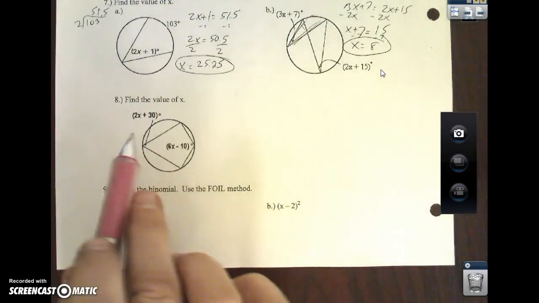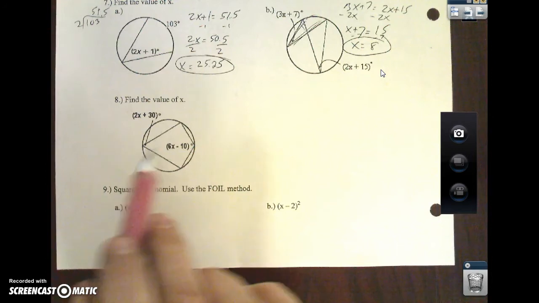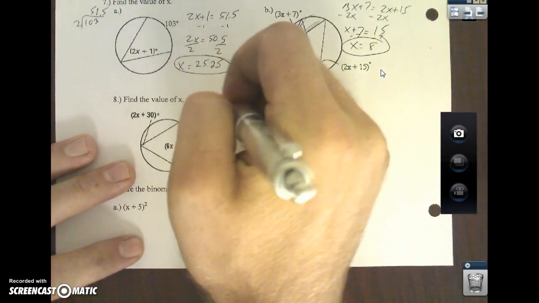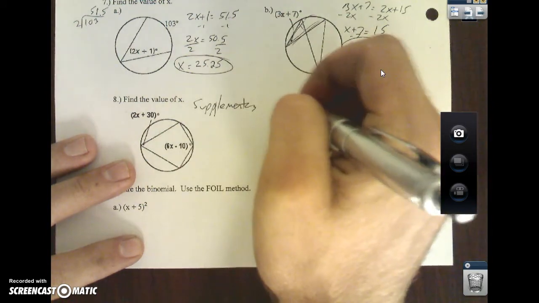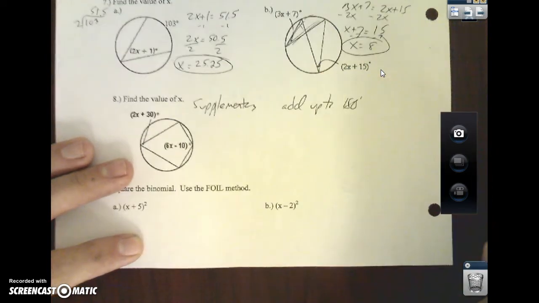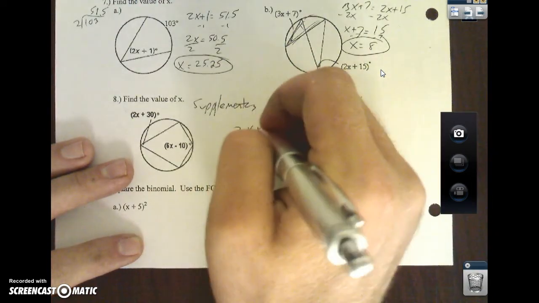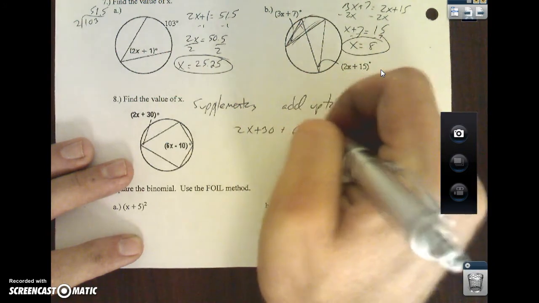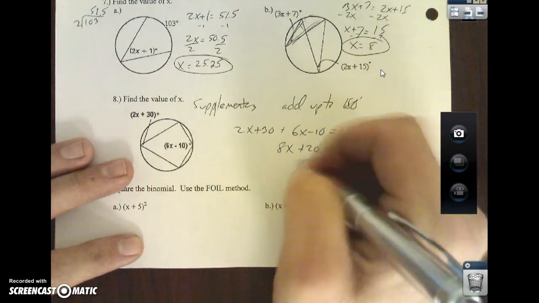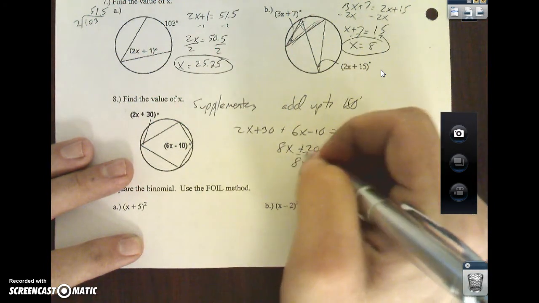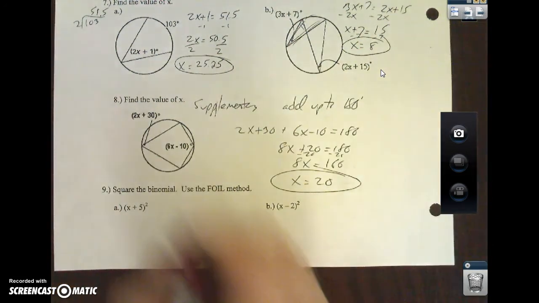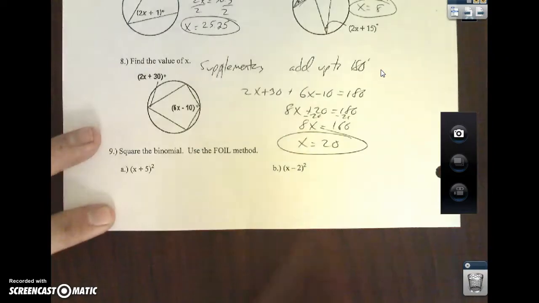Numero 8. Angles opposite of an inscribed polygon, or quadrilateral rather, must be supplementary. Supplementary. Which means they add up to 180 degrees. So, oops, that's 180 degrees. 2x plus 30 plus 6x minus 10 equals 180. Combine like terms. Subtract over 20. X equals 20. And we're good.